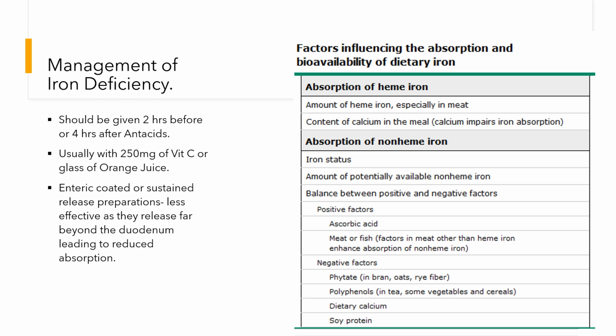And if a patient is taking antacids, iron should be given 2 hours before or 4 hours after antacids, and usually with vitamin C or a glass of orange juice. And the other thing is, long-acting sustained release iron formulations should usually be avoided because by the time of its release, it might pass the main site of absorption, that is the duodenum. Therefore, they are not recommended in iron replacement therapy.